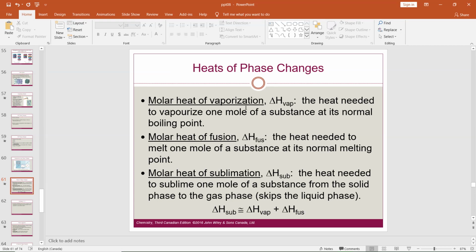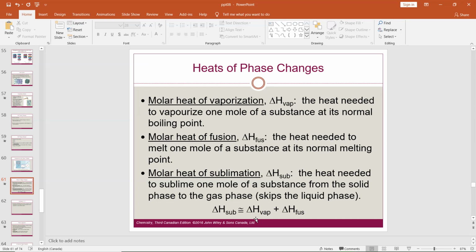Molar heat of fusion. Fusion means melting. The heat needed to melt 1 mole of a substance at its normal melting point. And the molar heat of sublimation, SUB, is in substitute. It's sublimation. The heat needed to sublime 1 mole of a substance to make it go from a solid to a gas. In the old days, we also said gas to a solid was sublimation. Now we call that deposition. And we just use sublimation for being a solid to a gas.